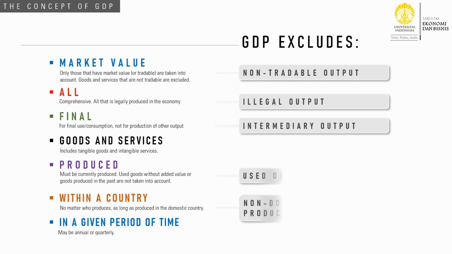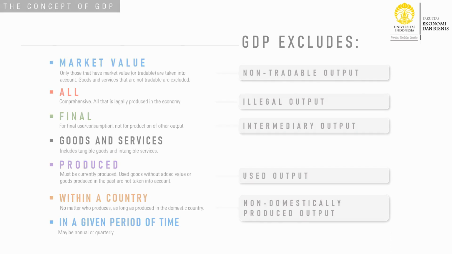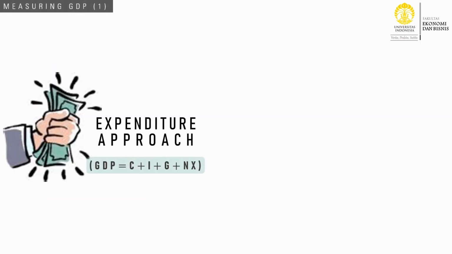GDP also excludes used output or output produced in the past, and output produced outside the domestic economy. The first approach to measure GDP is the expenditure approach. Remember the circular flow? Since the market value of goods and services produced in an economy is equal to the total value of expenditures of all people in the economy, we can use this approach to calculate GDP.